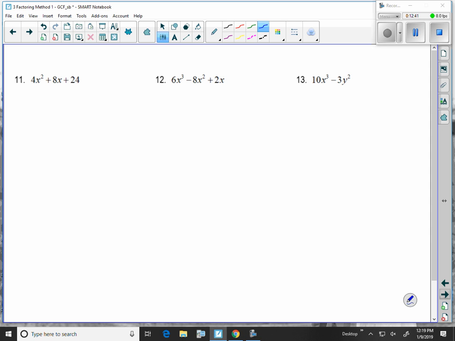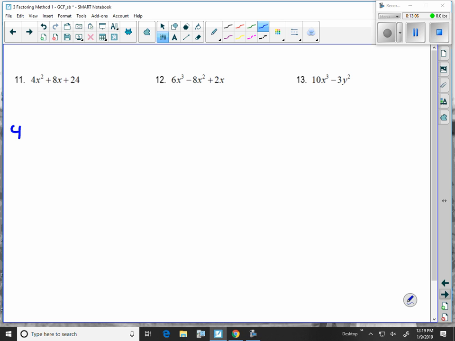Okay. Now it looks a little bit different. Now we have a what? Trinomial. But the process is the same. So what goes into each of these terms? 4. Can we pull any x's? No. Why? Because there's no x. Yes, this term doesn't have an x, so we can't pull one out.